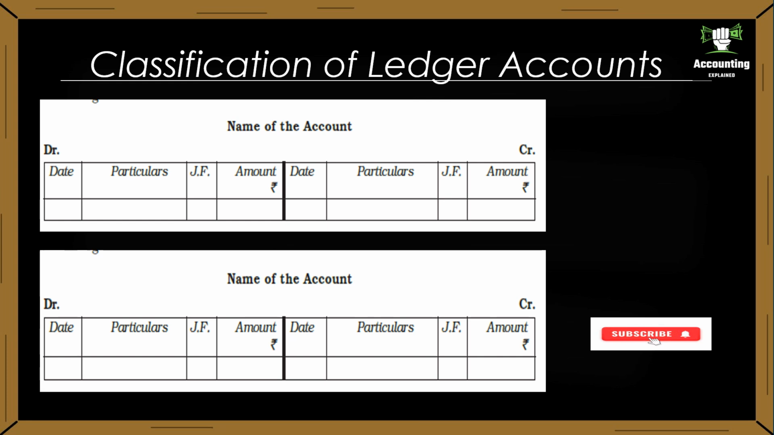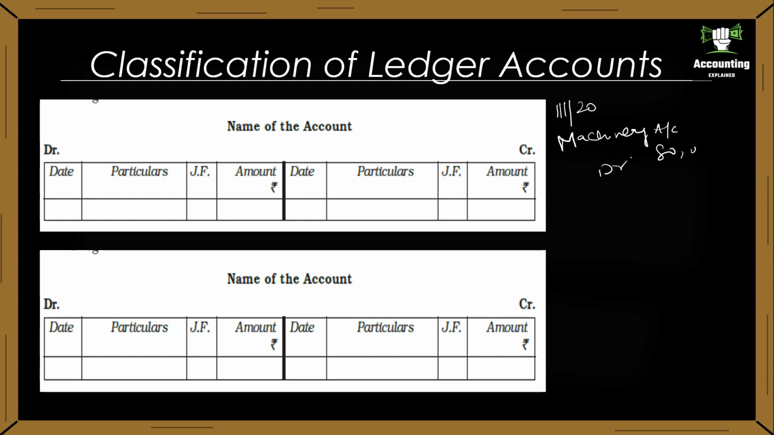I will explain with an example for posting of journal entry to ledger. Same example we will maintain. Machinery bought for rupees 80,000 on 1st January 2020 with check. So 1st January 2020 is the date, and the entry will be: machinery is an asset. When you buy an asset, asset value increases, so machinery has to be debited 80,000 rupees on the debit side, and bank is an asset. When you buy, bank balance decreases, so when the asset value decreases you have to credit it. This is the journal entry.